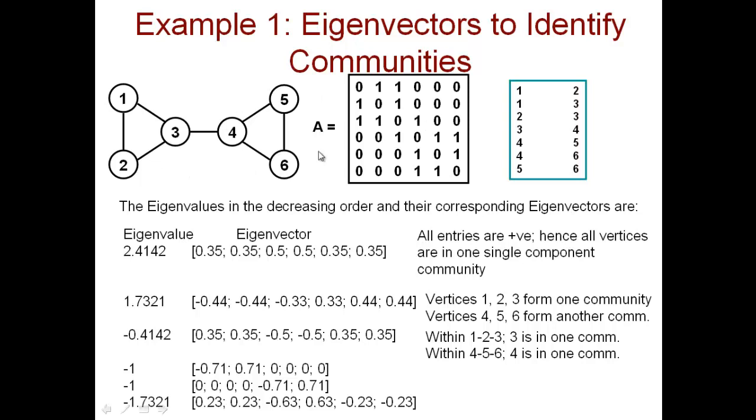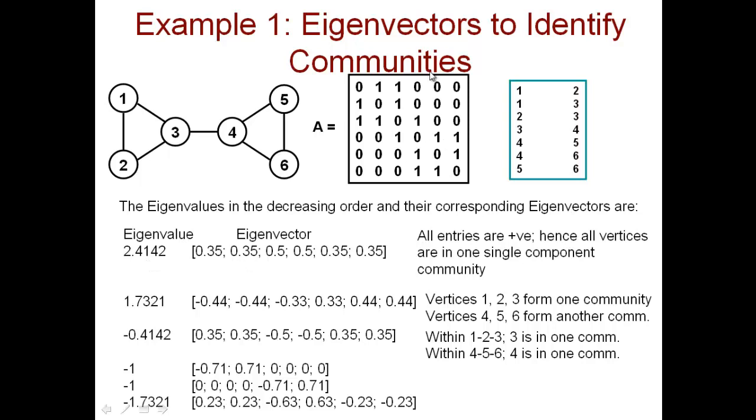So what you need is to find the eigenvectors of the graph. You know from the fundamental thing that for a graph of, say, 6 vertices in this case, you're going to have 6 eigenvalues, and for each eigenvalue you will have an eigenvector.